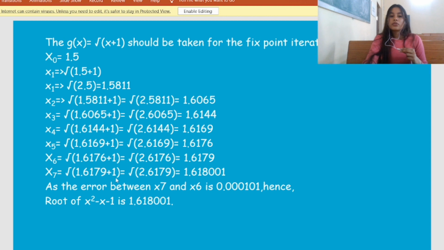So we'll stop the iteration over here, and for root of x square minus x minus 1, we'll consider the root as 1.618001. Okay, the first question ends over here.